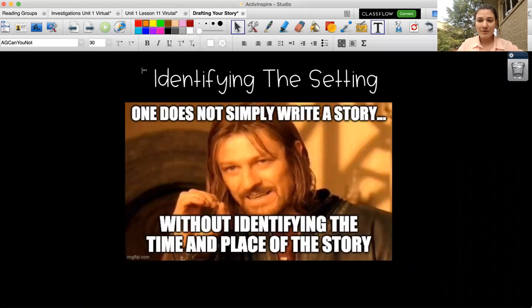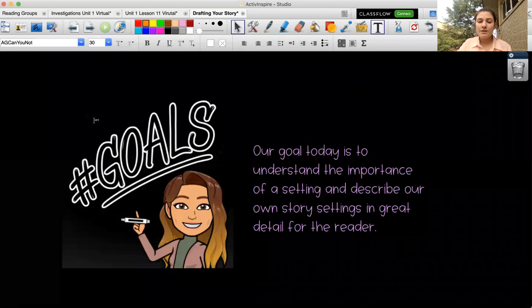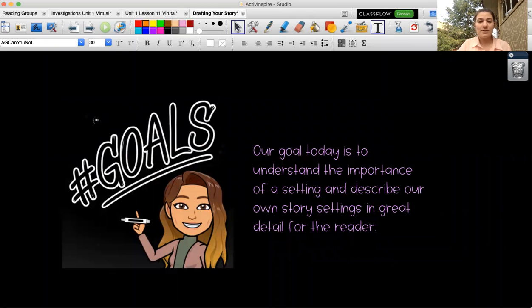Good afternoon, everybody. Today we are going to talk about identifying the setting within our stories and within other stories. We're going to look at some examples together and talk about what the setting is. So our goal today is to understand the importance of the setting and describe our own story settings in great detail, which is important. We're going to describe it in detail for the reader.